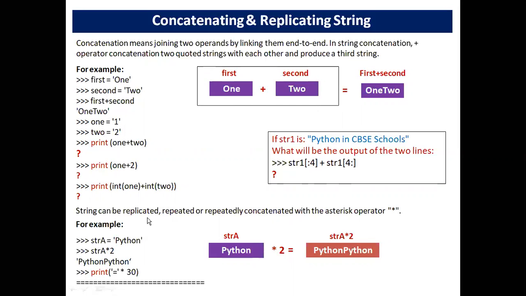Now, if I say a string can be replicated, it means it can be multiplied, but it is a string. Multiplication means if a into 2, then a will be written twice. Similarly here, string a is equal to Python, so string a into 2 will be PythonPython. Now when you say equal to multiplied by 30, you can use the multiplication symbol for replication, so equal to will be printed 30 times.